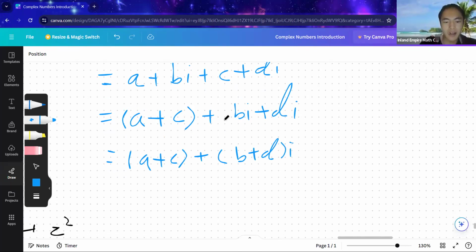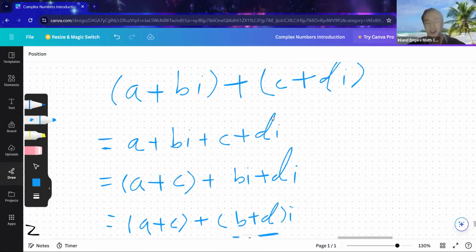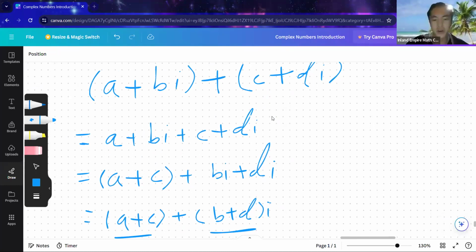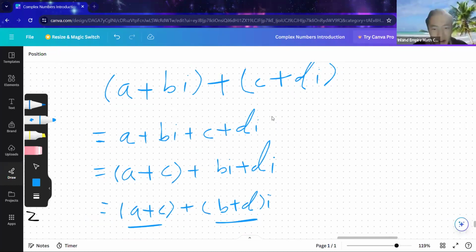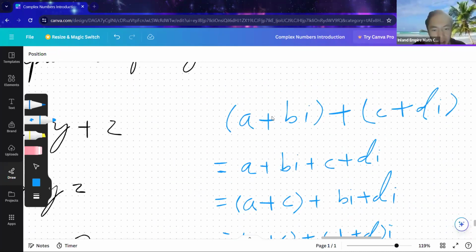And then A plus C would end up being a real number, and B plus D would also end up being a real number. So you have a real part plus an imaginary part, giving you a complex number, giving a complex sum. No, it's not solved. I just gave you a general formula or rule for how to add complex numbers, but these are with specific numbers. So you have to do them yourself.